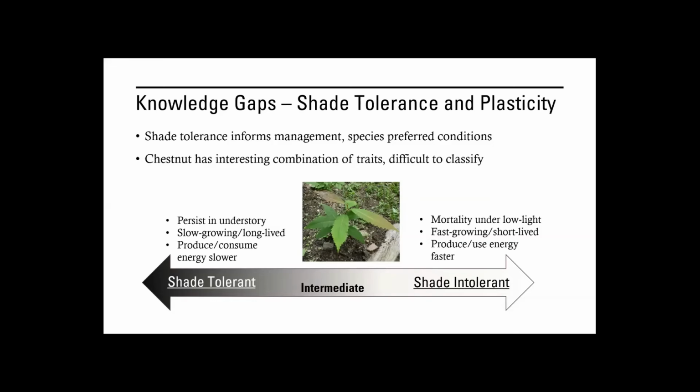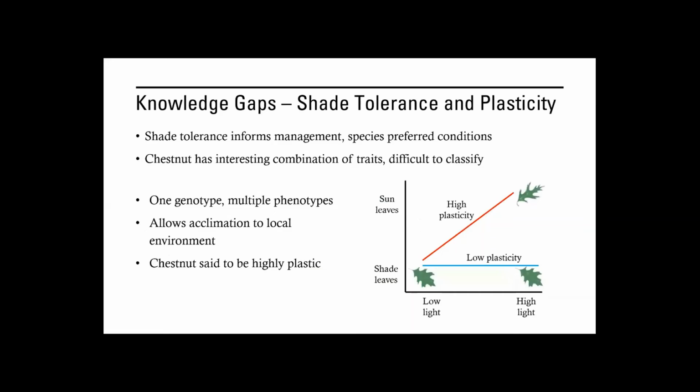One possible explanation for this combination of traits is a high phenotypic plasticity. A common example of this is the development of shade and sun leaves. This is when one genotype allows for individuals to acclimate and demonstrate different phenotypes in response to changes in their environment. Several studies have already confirmed that chestnut appears to be a highly plastic species.